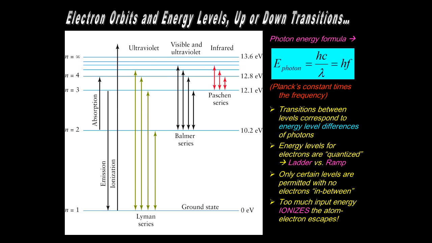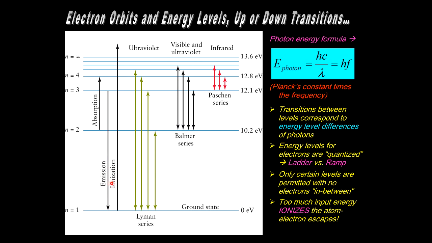Too much input energy ionizes the atom. So if you put more than 13.6 electron volts in, you have ionization. It knocks the electron clear out of the atom. That's what ionizing is. So we can have either absorption, we can absorb a photon, in which case it knocks the electron up to a higher energy level, or the electron can emit a photon and drop to a lower energy level.